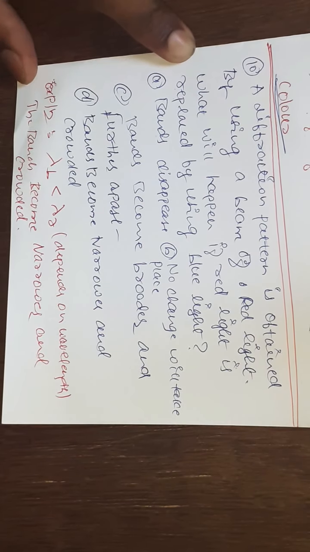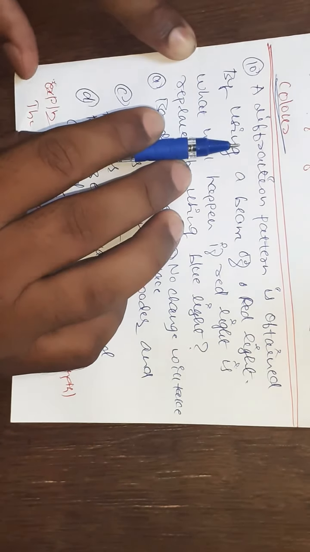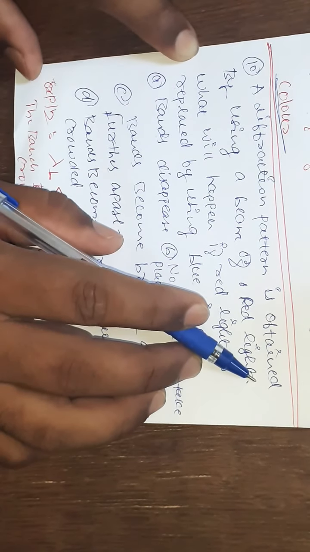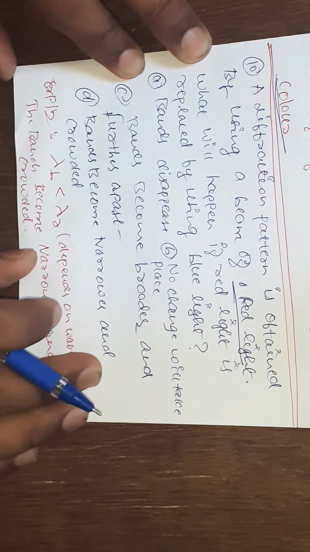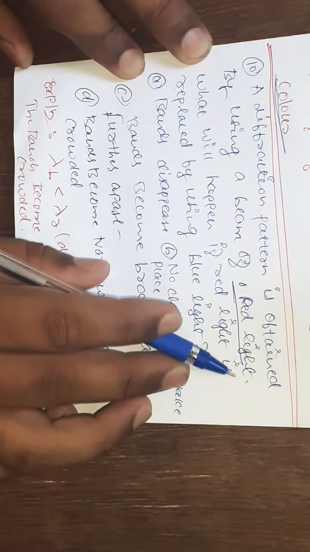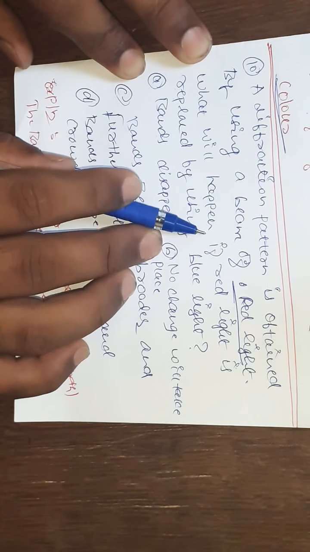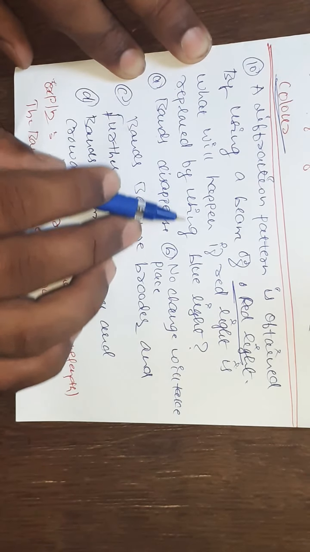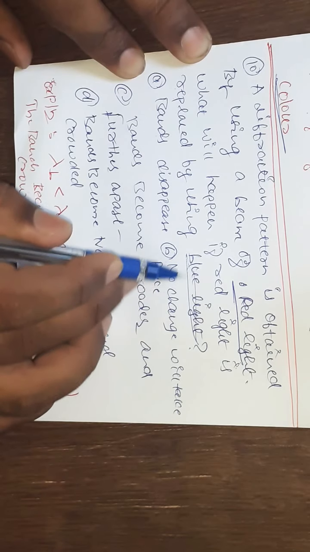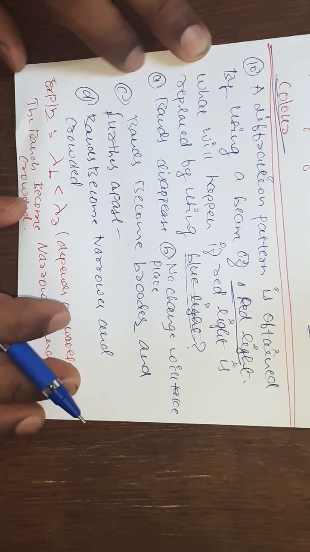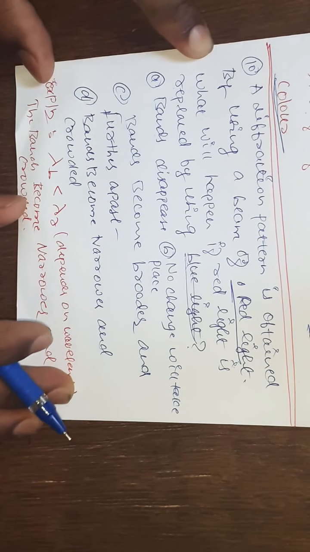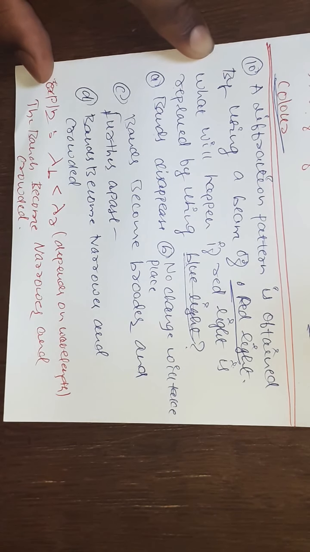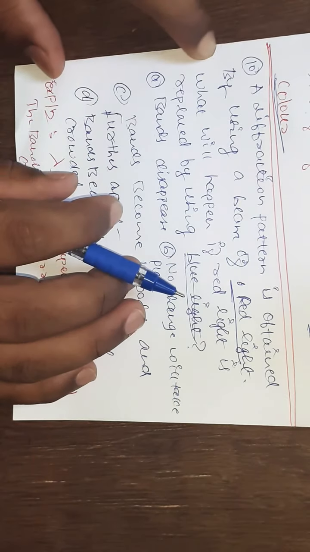Okay students, last question. A diffraction pattern is obtained by using a beam of red light. What will happen if red light is replaced by blue light? Okay, red light replaced by blue light means wavelength will decrease, means automatically band size will be narrowed or crowded. Okay, we'll see what will happen.